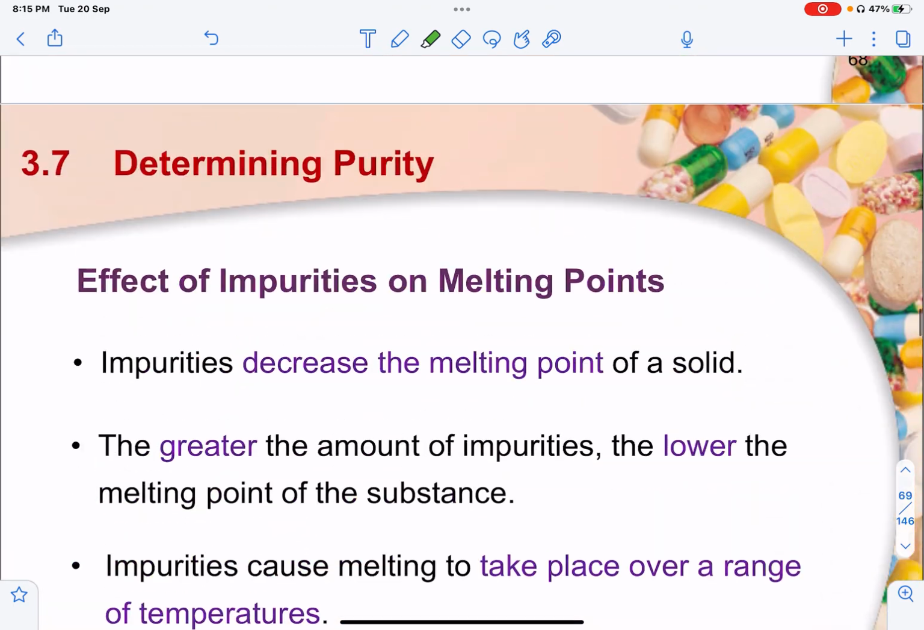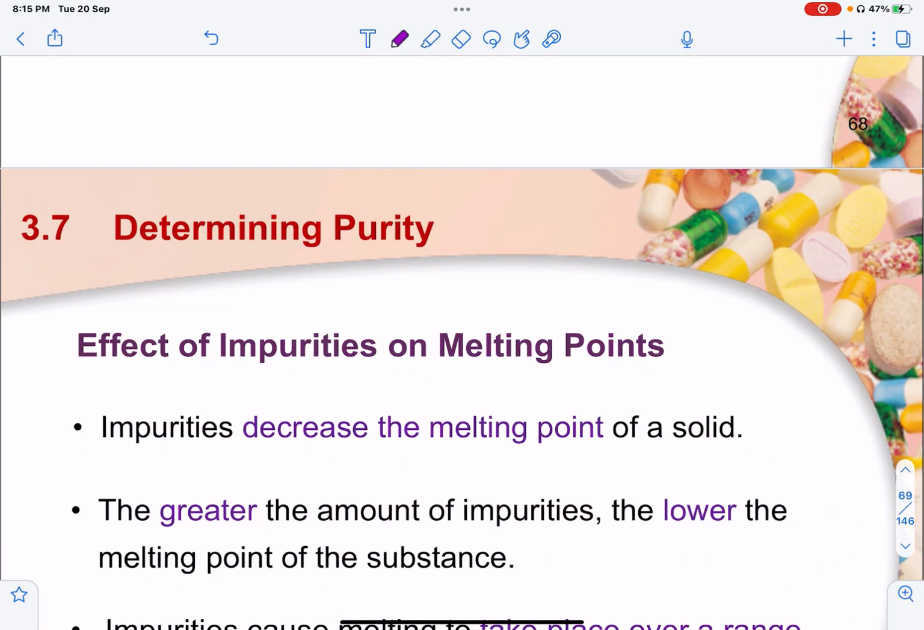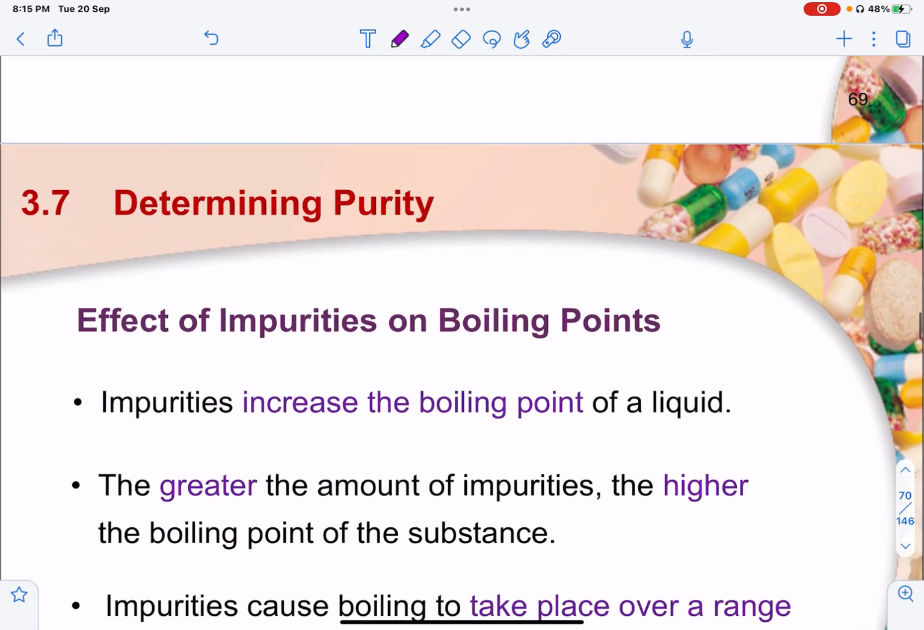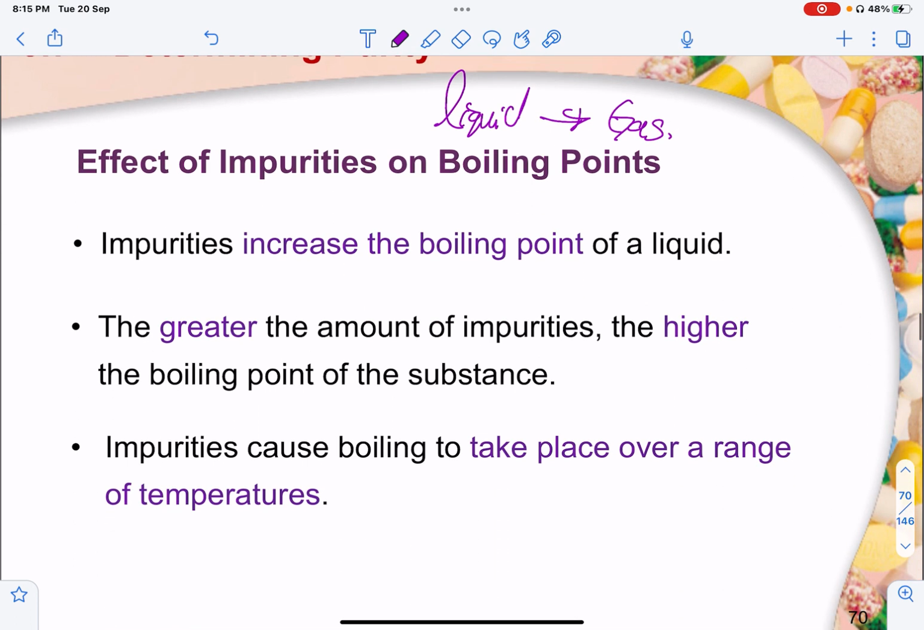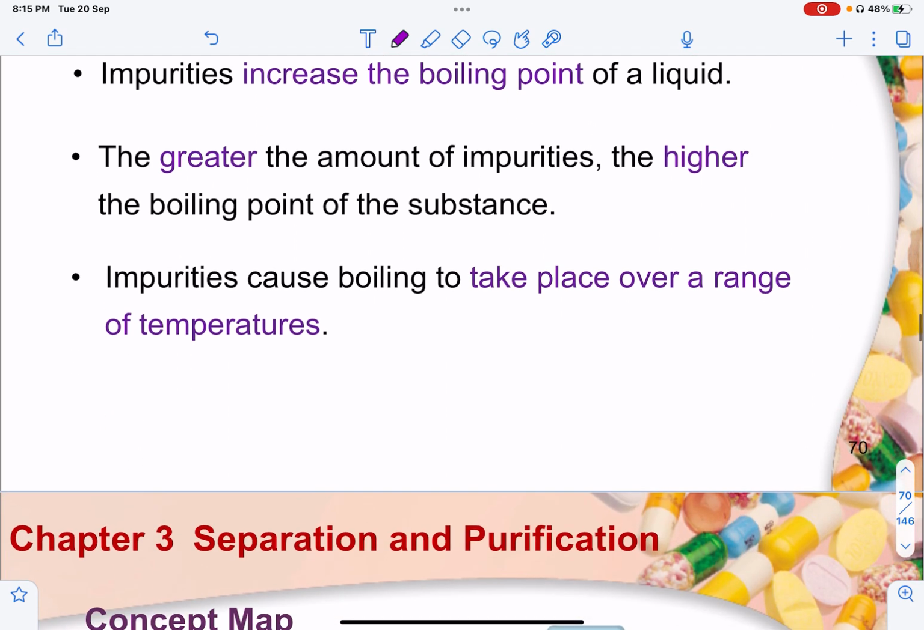So to recap, melting point is the change from the solid state into the liquid state, whereas boiling point is the change from the liquid state to the gaseous state. Okay, so having a greater amount of impurity, the higher the boiling point of the substance, as the impurities will cause boiling to take place over a period of time.